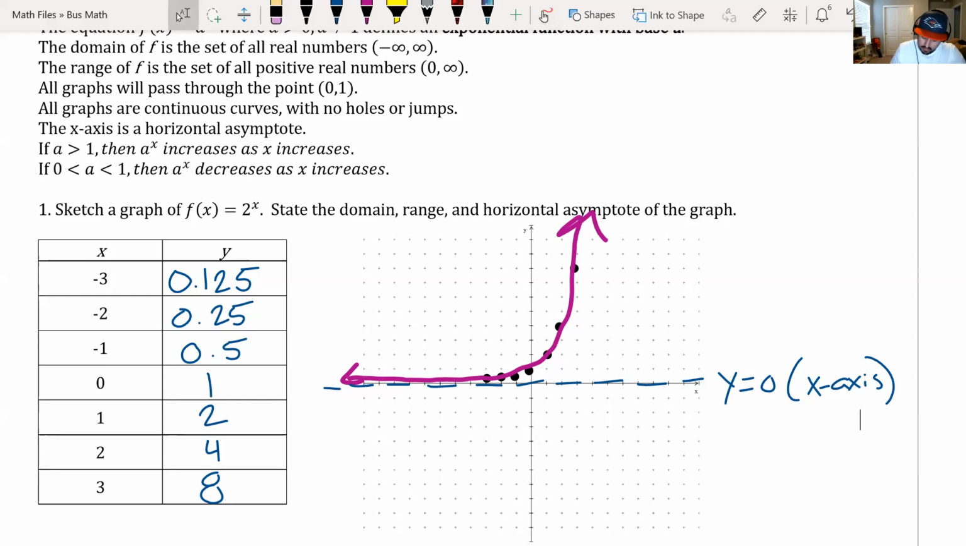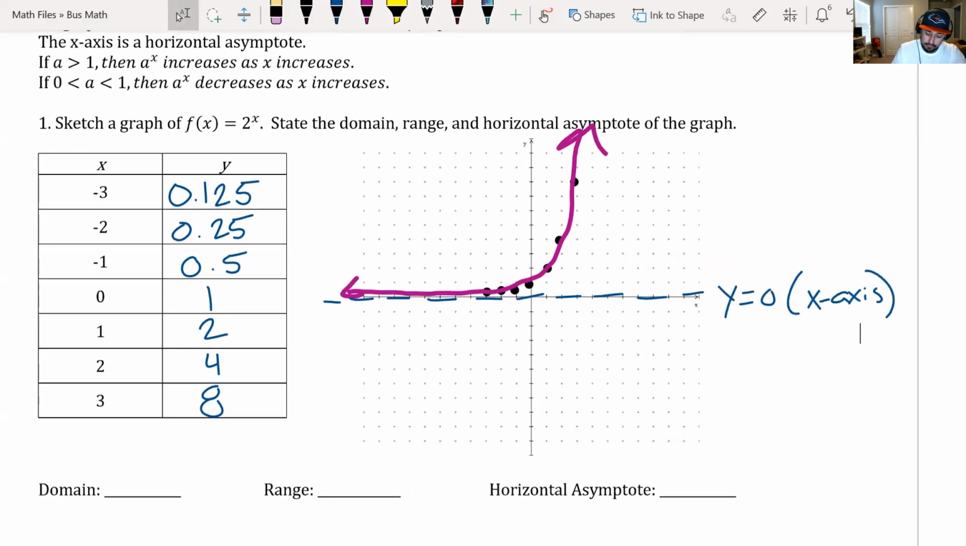Okay. With that being said, from the properties above, the domain of the exponential function is always negative infinity to infinity. The range is 0 to infinity. And the horizontal asymptote is y equals 0. That's it.